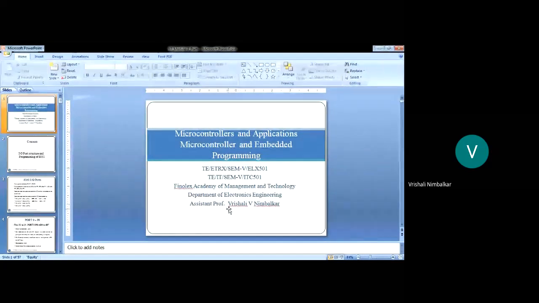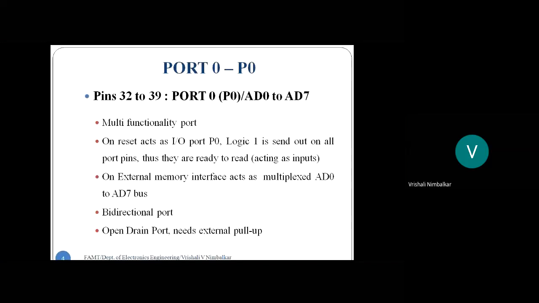Let us start with today's lecture. In the last lecture, we had started with ports, and we started with port 0. We saw what is the internal structure of port 0, and then we saw how the microcontroller does a write operation on port 0, writing logic 0 and writing logic 1 on port 0. Let us summarize what we saw in the last lecture.